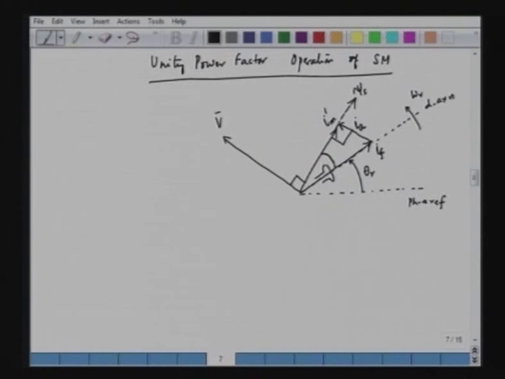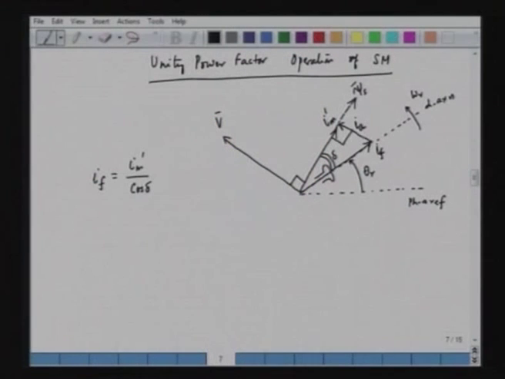Now, this angle between the d axis and the stator flux psi s, which is also a vector, is called delta, the torque angle. From this right angle triangle we can say that IF is equal to Im prime by cos delta. If we maintain this relationship, we can achieve UPF operation, or unity power factor operation.